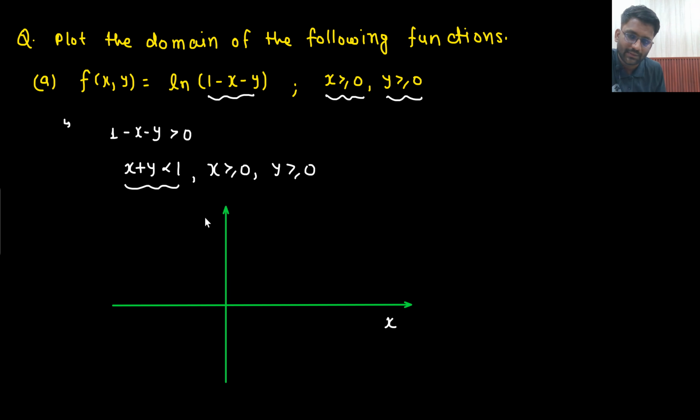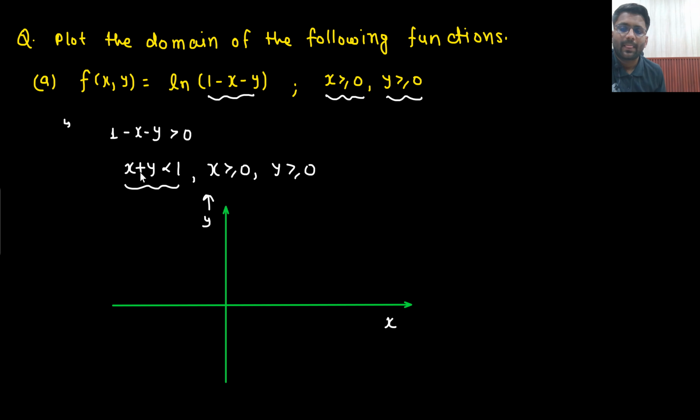This is x, this is y. First of all, what they are saying is that x should be greater than 0. That means only these values I need to take. Then they are saying y is greater than 0. That means only these positive values I need to take. Y greater than 0, x greater than 0, that means this much we need to take.